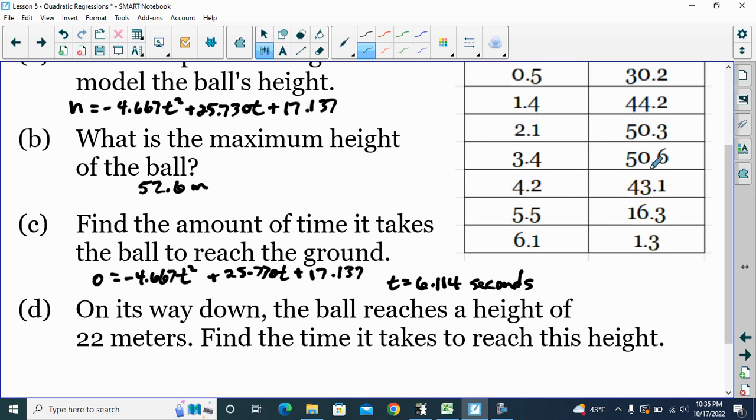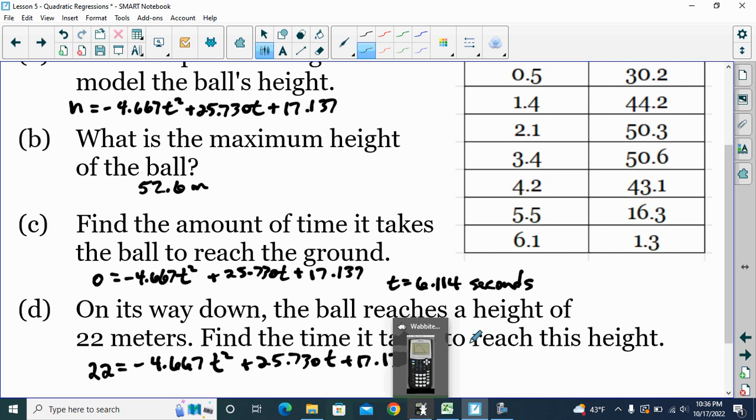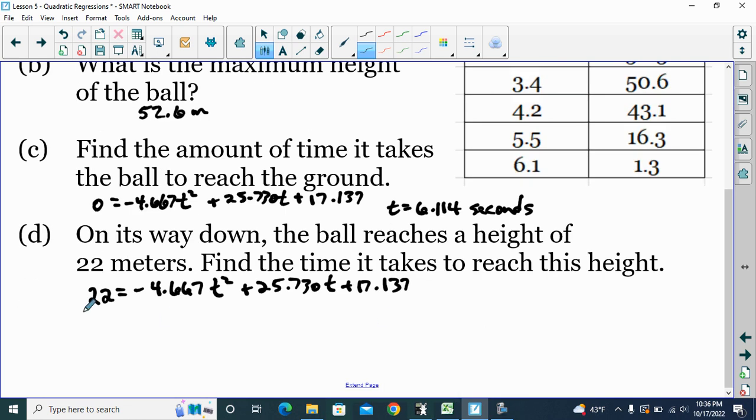And part D says on its way down, the ball reaches a height of 22 meters. Find the time it takes to reach this height. So we want our height to be 22. 22 equals negative 4.667 t squared plus 25.730 t plus 17.137. We're going to add a part E to this as well. Sorry.